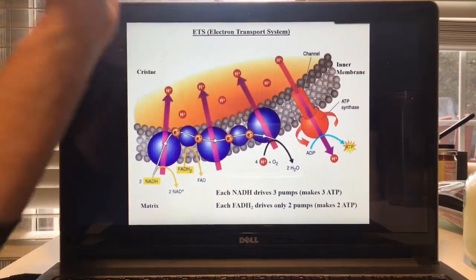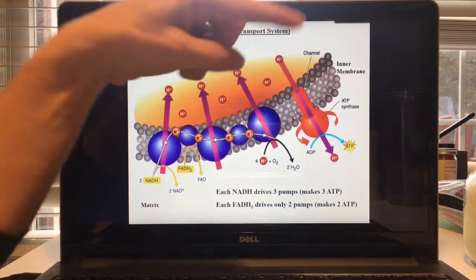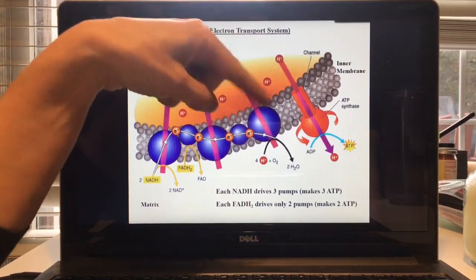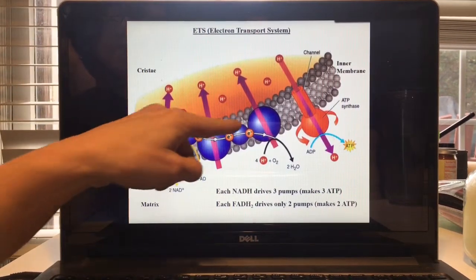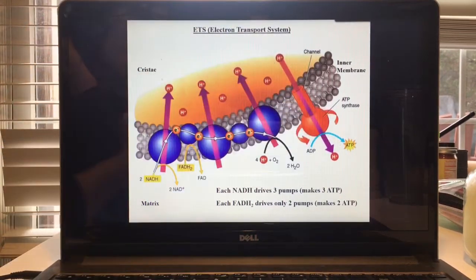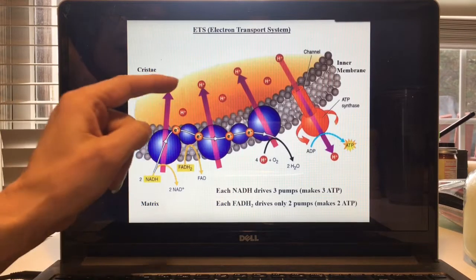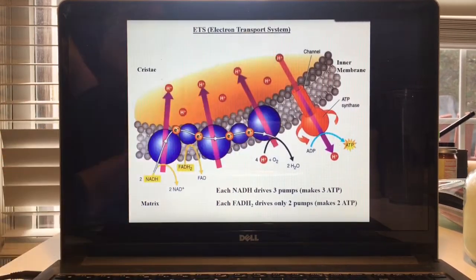And remember that just like in the light reactions, that flow of hydrogen ions through ATP synthase actually spins a mechanism inside the ATP synthase, forcing adenosine diphosphate, also known as ADP, together with a phosphate to make ATP. And so for every NADH, 3 pumps are powered, and therefore we get 3 ATP for every NADH. Because FADH2 only powers 2 pumps, we end up getting 2 ATP molecules for every FADH2.